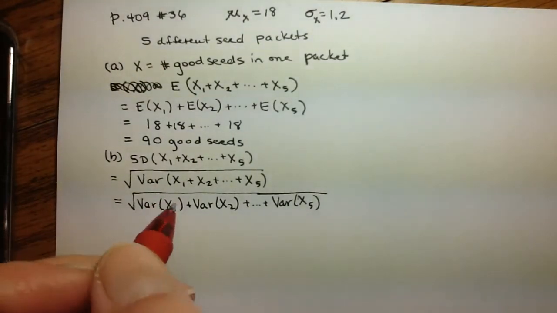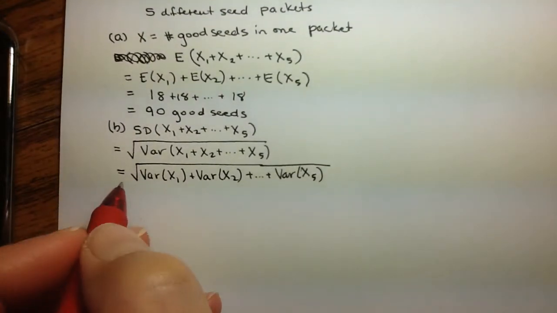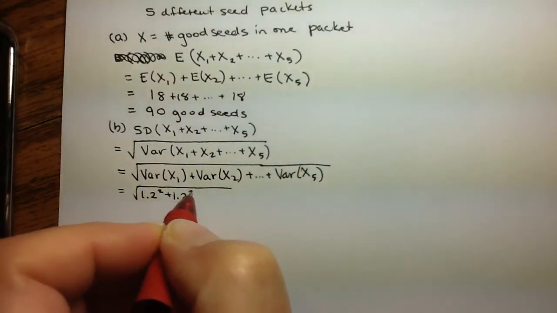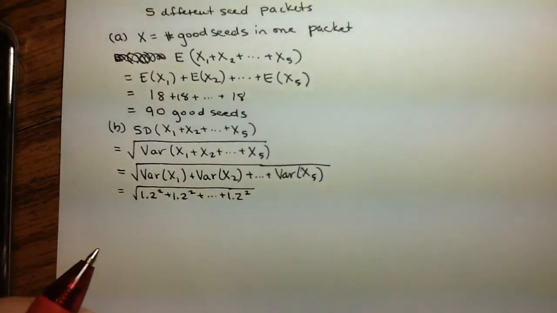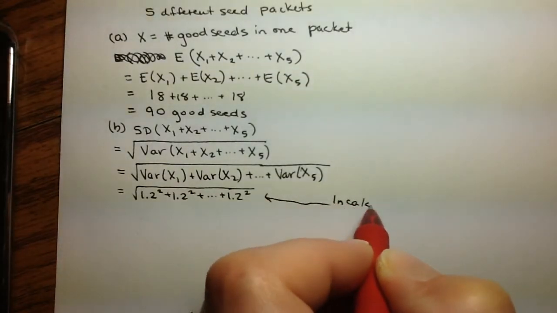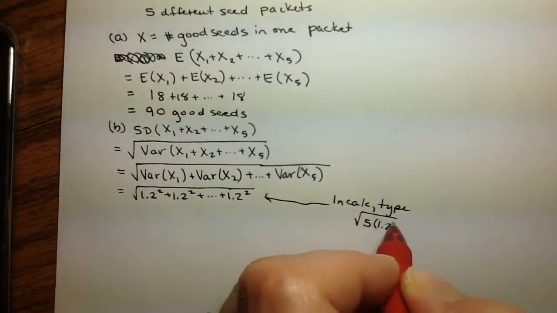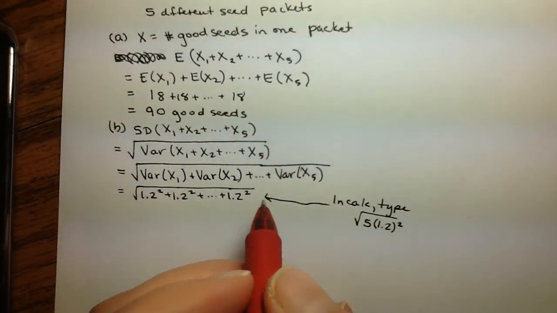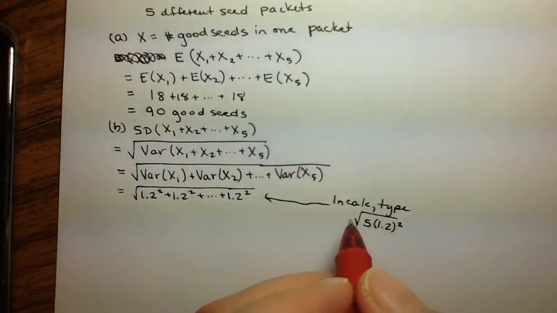We know that the standard deviation of x is 1.2, so if we substitute, this is equal to the square root of 1.2 squared plus 1.2 squared plus dot dot dot plus 1.2 squared. Now what we're going to want to do here, in our calculator, is type square root of 5 times 1.2 squared. Repeated addition is multiplication. If we get a nice long list here, we're not going to want to type all those individual values in. So we'll just treat it like multiplication and then take the square root.